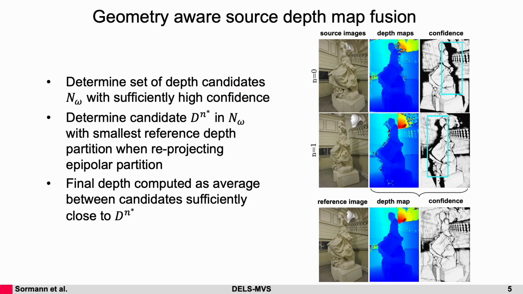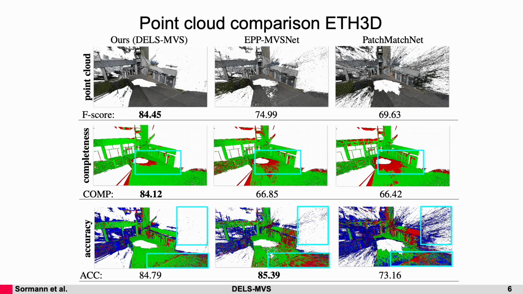In our fusion step, we aim to provide a single output depth map by utilizing the depth and confidence maps obtained by running the DELS algorithm using multiple reference source pairs. To this end, we initially select suitable candidates for each pixel based on the estimated confidence map from CNET, and then further select a candidate from the source image with the smallest bin in depth space calculated from the corresponding epipolar line partition. We then compute the final depth estimate as an average between this candidate and source candidate sufficiently close to it.